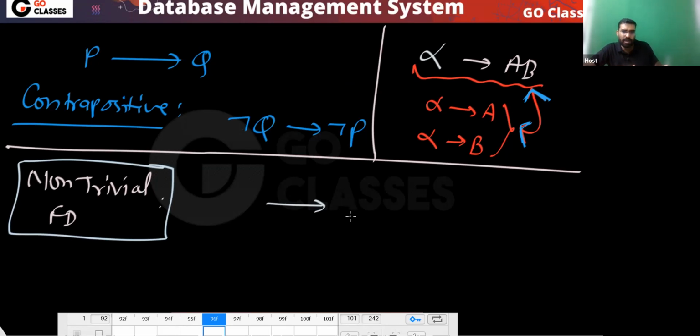Whatever attribute you want. For example, let's assume your relation is like this: A, B, C, D, E, F. This is your relation. Whatever attribute, tell me which attribute should I take? Tell me any attribute.